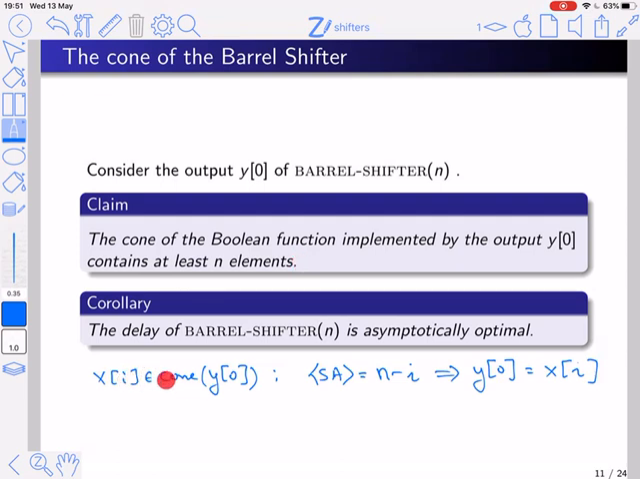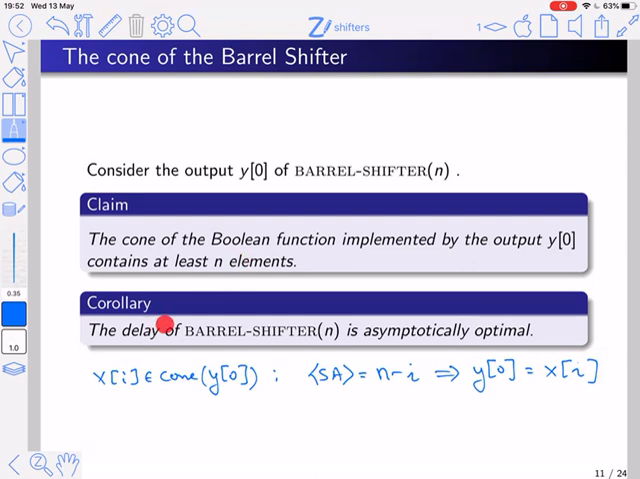Indeed, xi is in the cone. And why is that? You just set the shift amount to represent the number n minus i, and then you know that y0 simply equals xi. So if you flip xi, you will flip the value of y0, and therefore xi is in the cone. So all the bits of x are in the cone of y0, therefore the cone of y0 contains at least n elements.